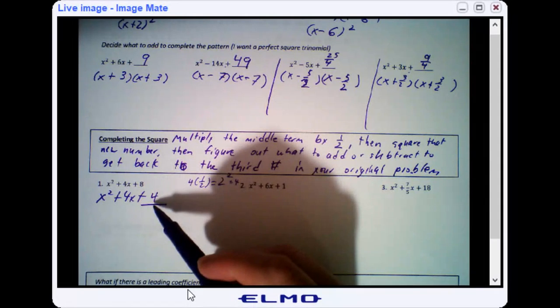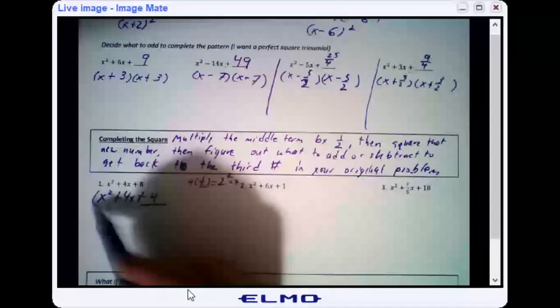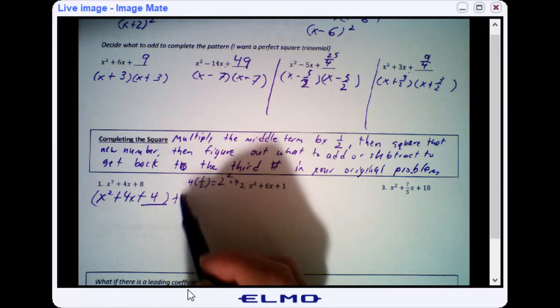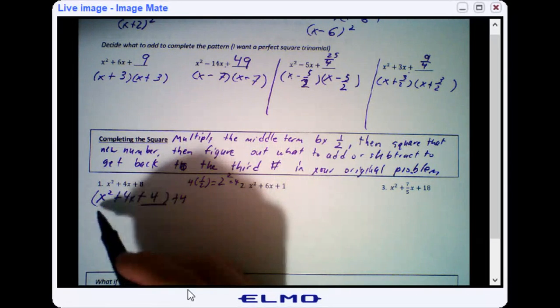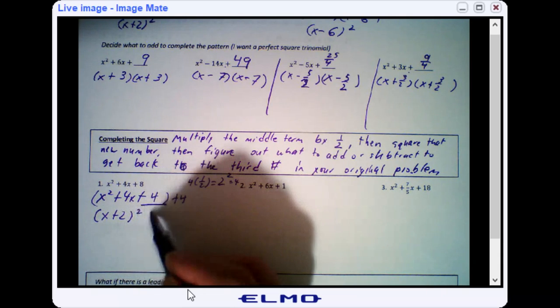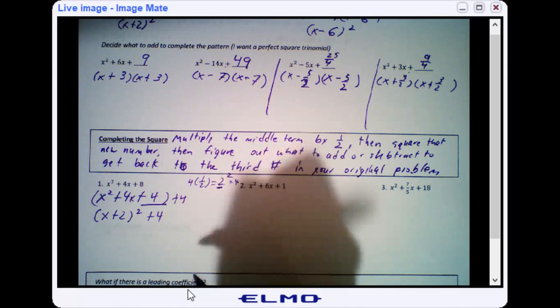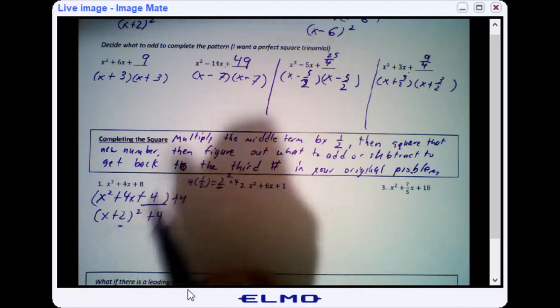I'm only at 4. I need to be at 8. I started with 8. So I'm going to add 4 to the outside. I know this is going to be x plus 2 squared plus 4 because this term here always goes in there, just like it did up here.